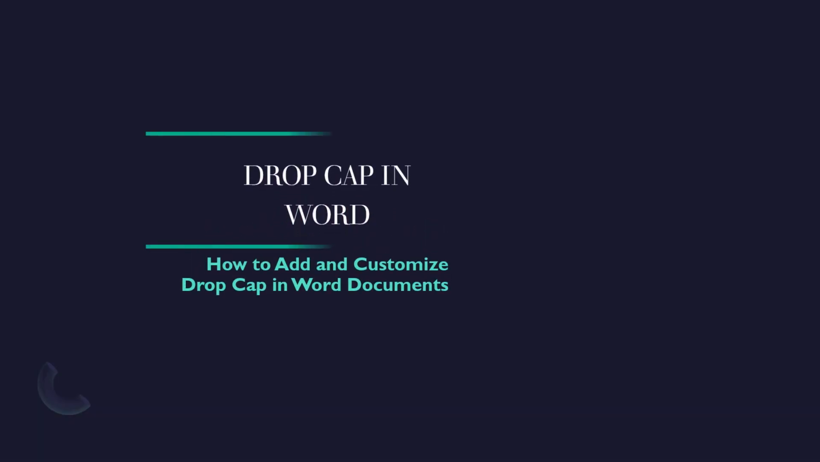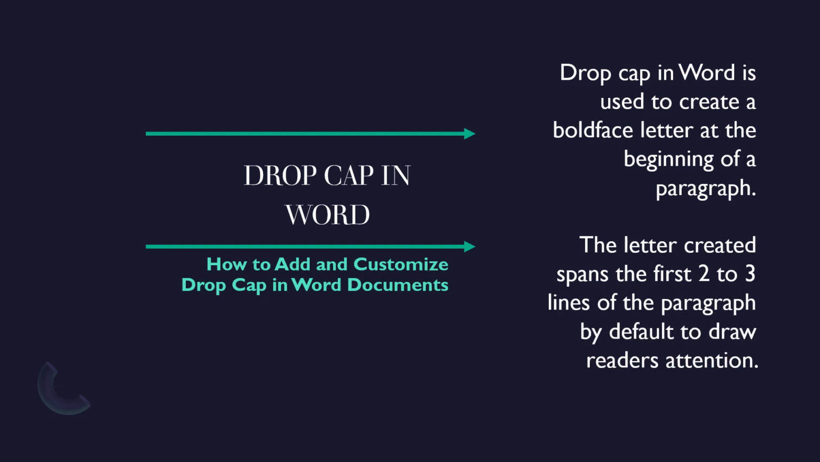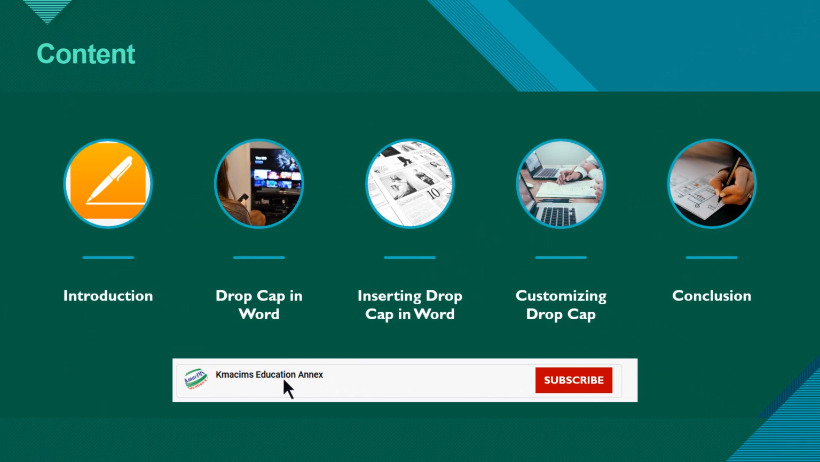Dropcap in Word is used to create a boldface letter at the beginning of a paragraph. The letter created spans the first 2 to 3 lines of the paragraph by default to draw readers' attention. A dropcap is often seen in newspapers and magazines, where it is used to begin a heading or subheading.